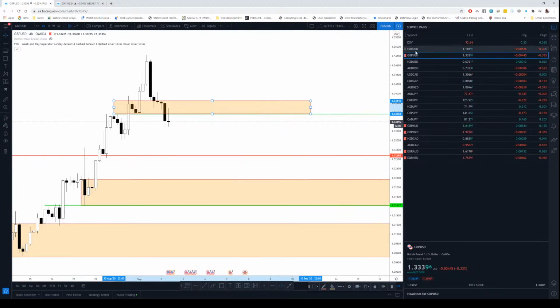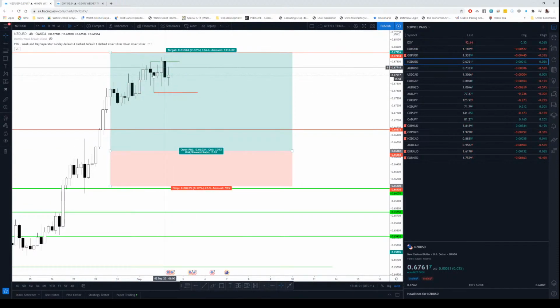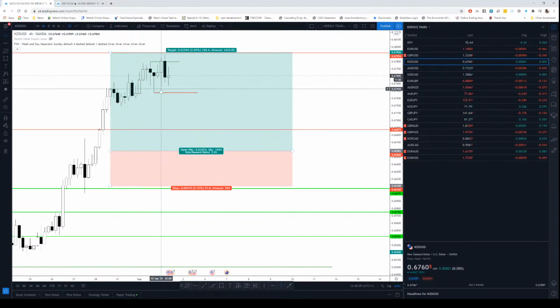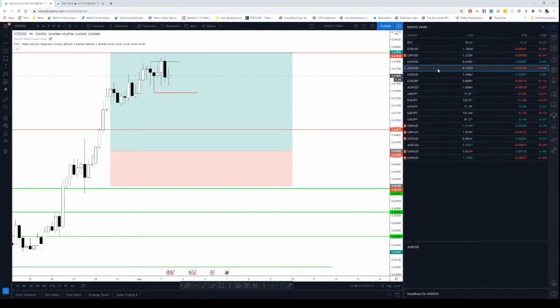All right, New Zealand dollar, nothing is happening. They did run the swing high. I'm waiting to see if they can run this low before I consider anything. If not, then I'm not touching this thing because price is not doing much on there.